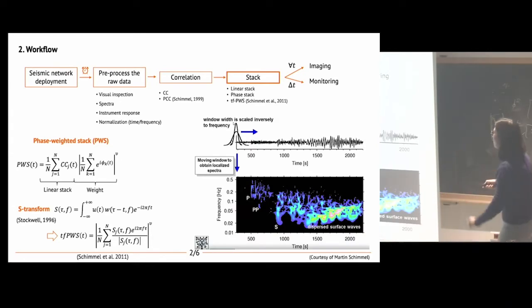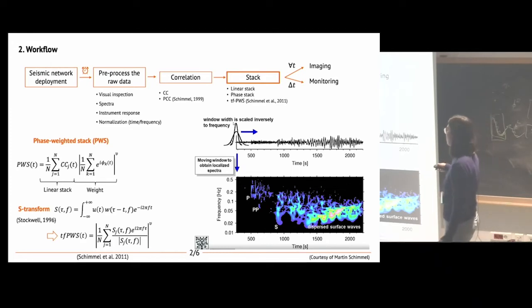So here I show you just the S transform of one seismogram, and here you have the different Gaussian functions, and then we can see that we gain a lot of resolution.